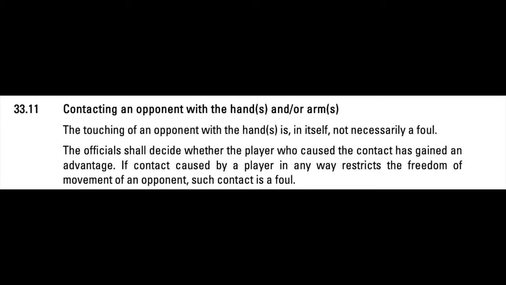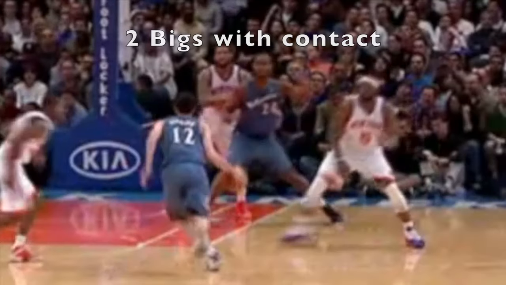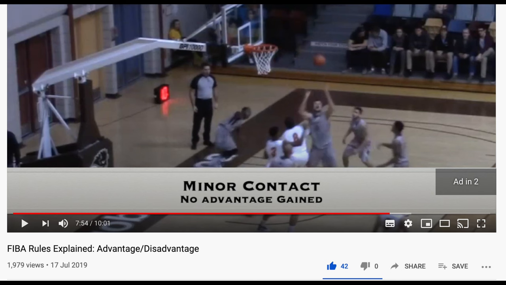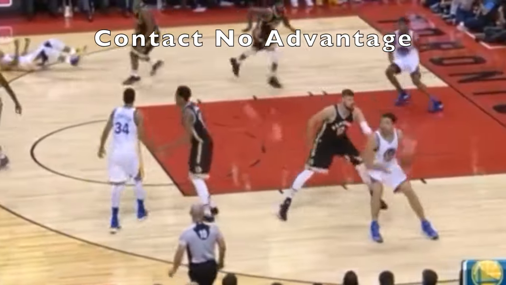Contacting an opponent with hands and or arms. The touching of an opponent with the hands, in itself, is not necessarily a foul. Now this is confusing to players and coaches because they think any contact is a foul. The second statement explains why. The official shall decide whether the player who caused the contact has gained an advantage. And we talked about advantage disadvantage in our very first video, which is the gray area of reffing that some people, players, coaches, and referees try to get consistency on to be on the same page.